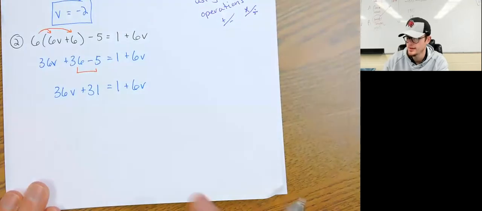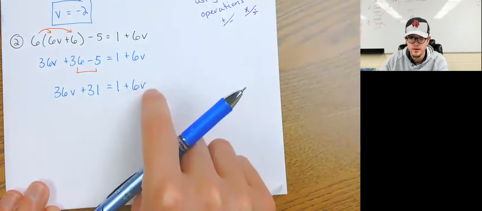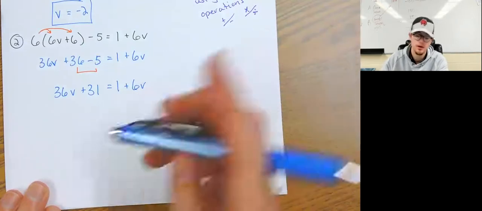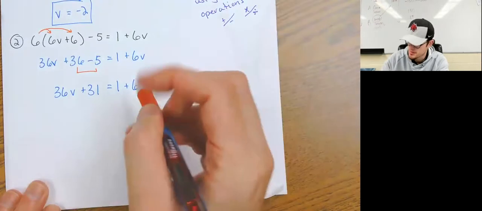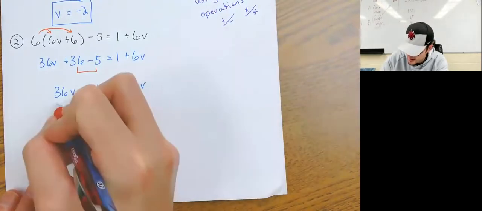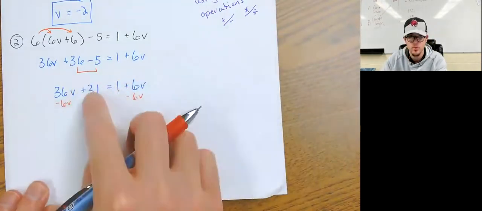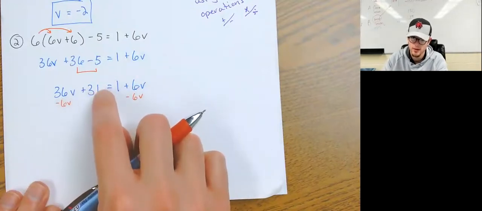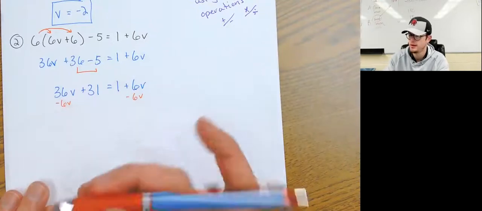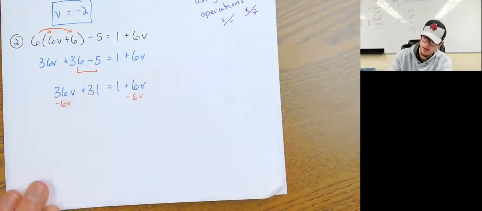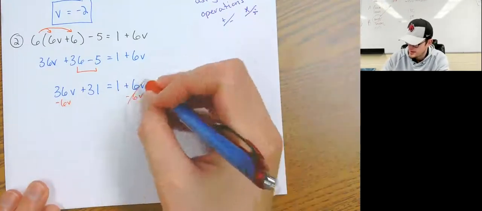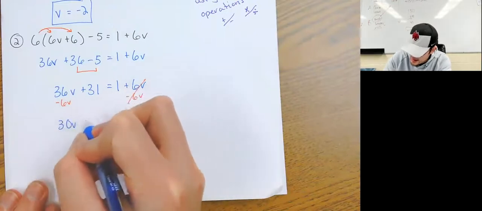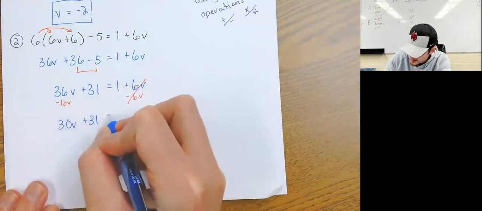Step 2 is I cancel out things I don't want. I don't want this 6v on the right side. So how do I get rid of a positive? By subtracting. So I'm going to subtract 6v. And again, really important that v's go with v's, right? I'm not going to subtract 6 from this 31 because this is a 6v, all right? V's go with v's. Oh, yeah, by the way, and you cross that out. So now I get 30v plus 31 equals 1.